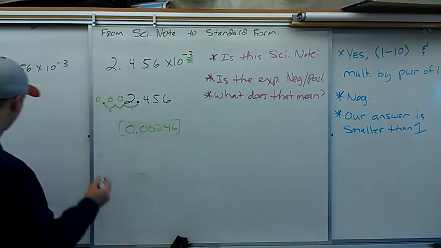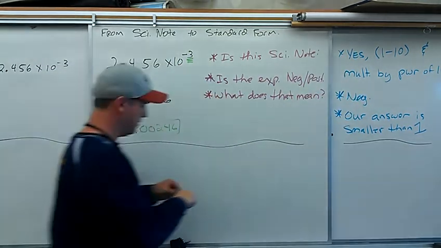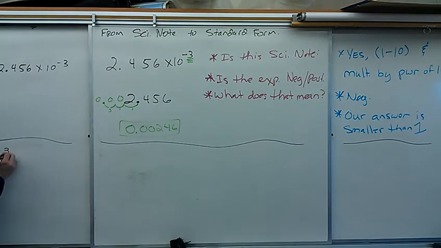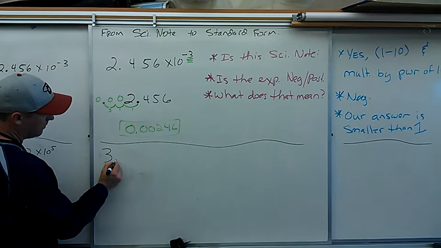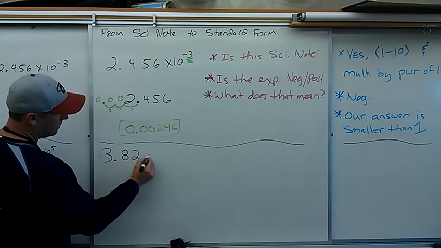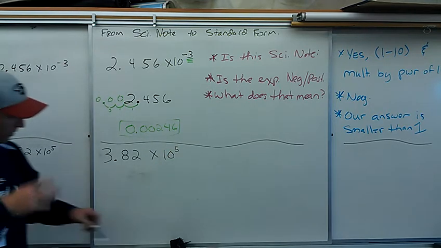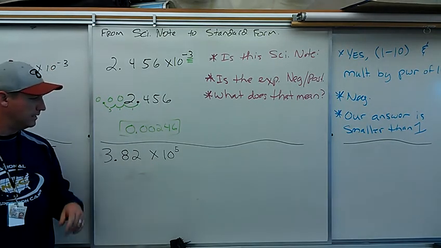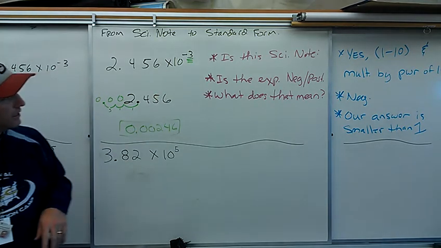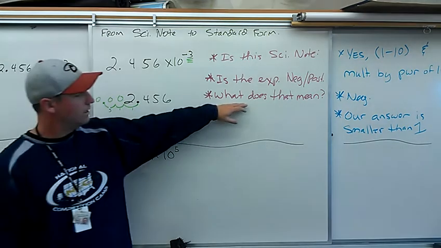Okay, my next problem is 3.82 times 10 to the 5th. And again, same 3 questions right off the bat. Is this in scientific notation? The answer to that is yes, it is in scientific notation. Is the exponent positive or negative? This exponent is positive. What does that mean?